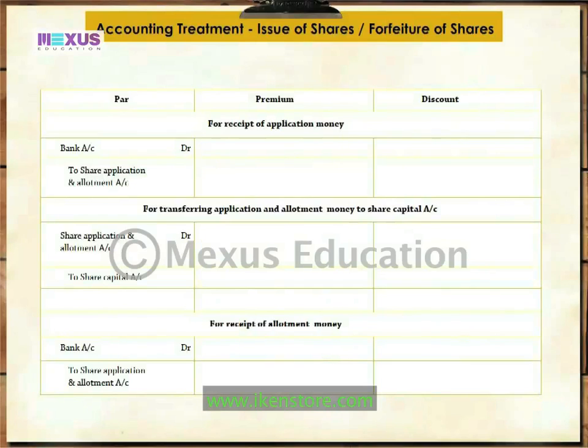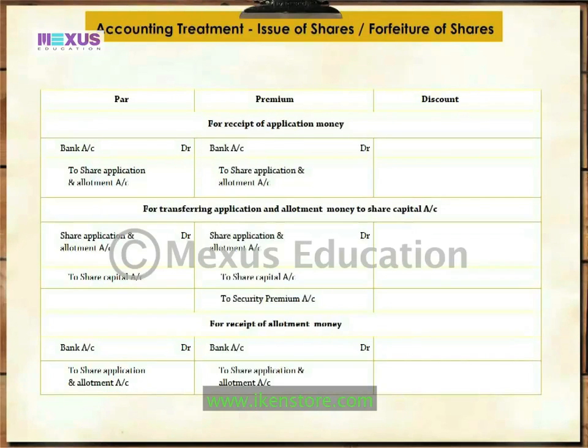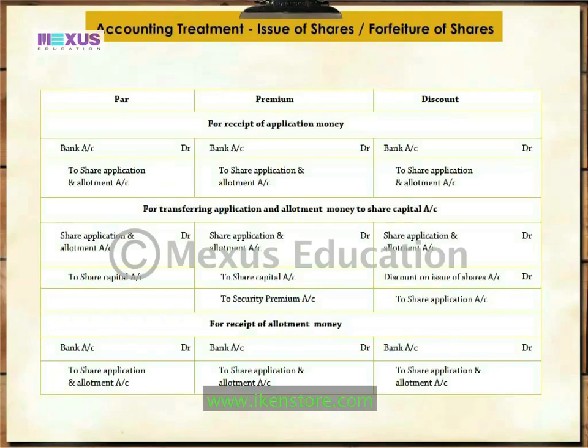A quick glance at journal entries to be passed when shares are issued at par. A quick glance at journal entries to be passed when shares are issued at premium. A quick glance at journal entries to be passed when shares are issued at discount.